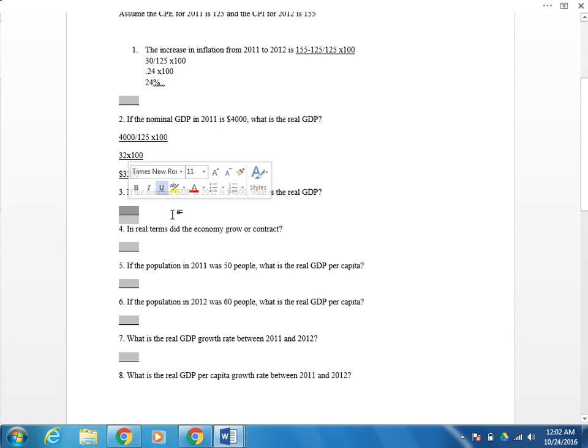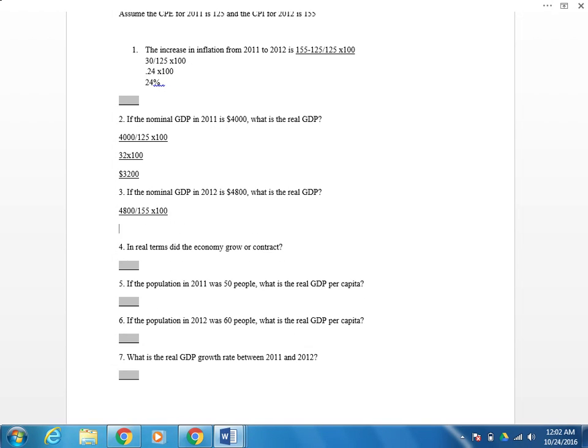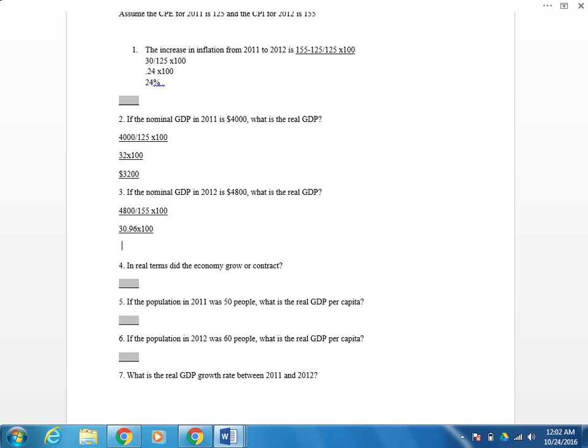Okay, same thing here. Now your GDP is what, 4,800? You're going to divide it by the CPI from 2012, which is 155. And then you're going to multiply times 100. 4,800 divided by 155 equals about 30.96, times 100. It's going to be $3,096. Sorry, I'm not typing well.